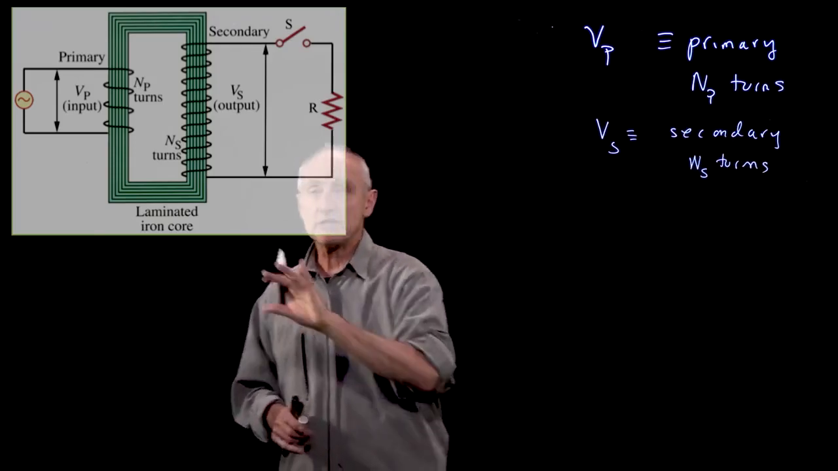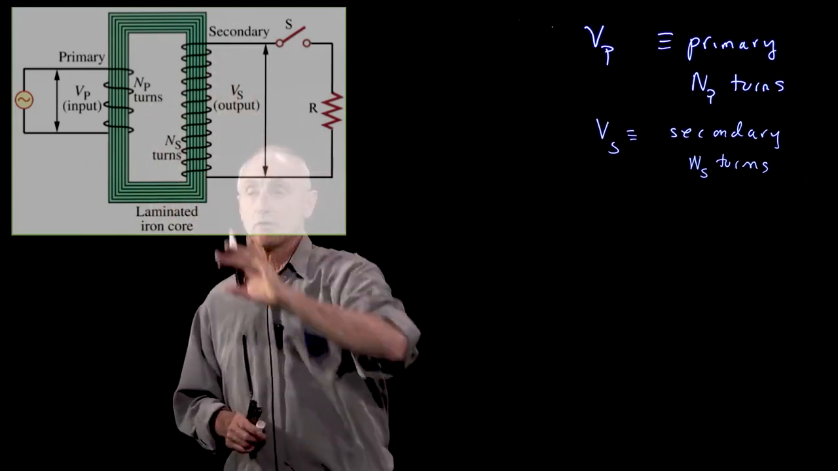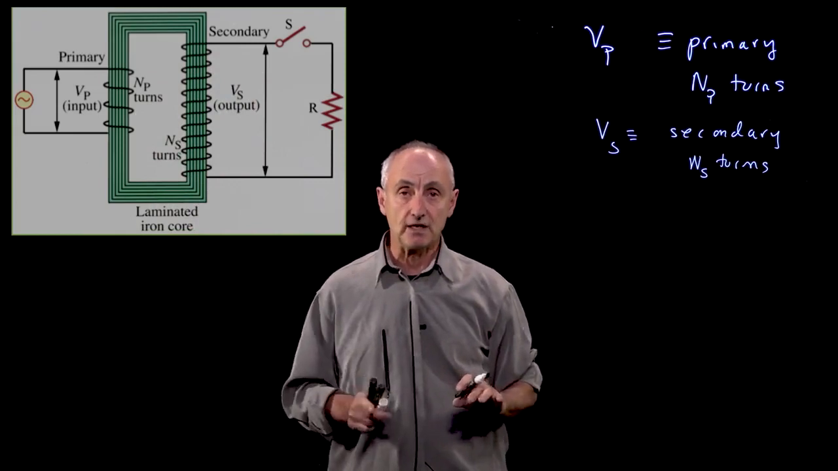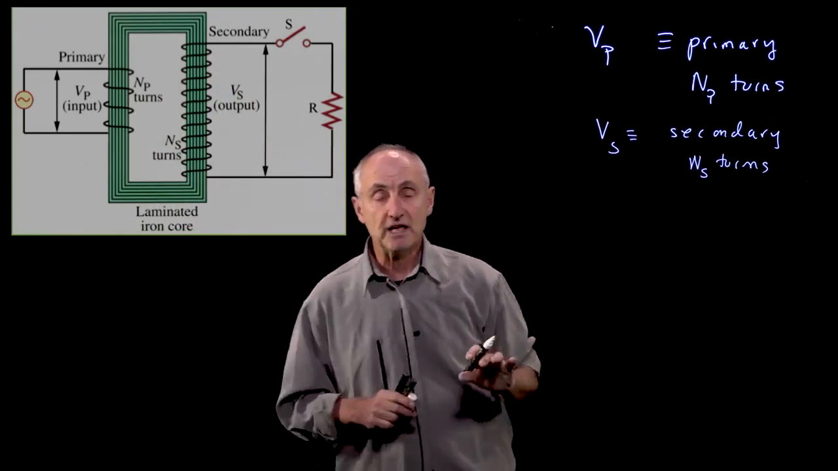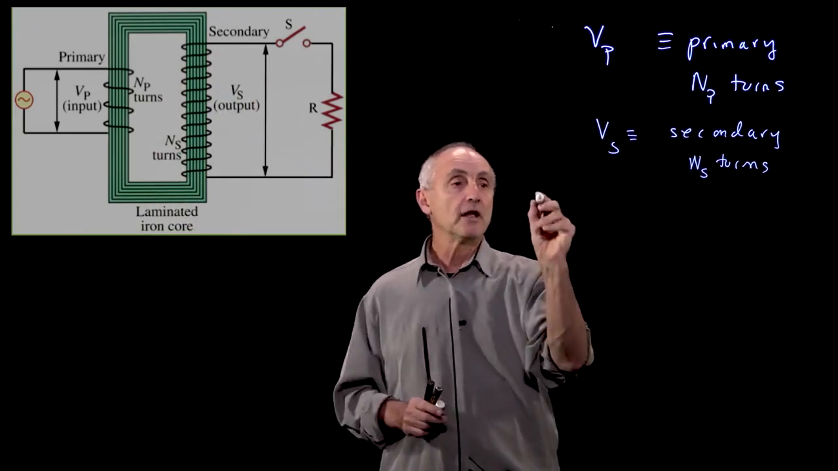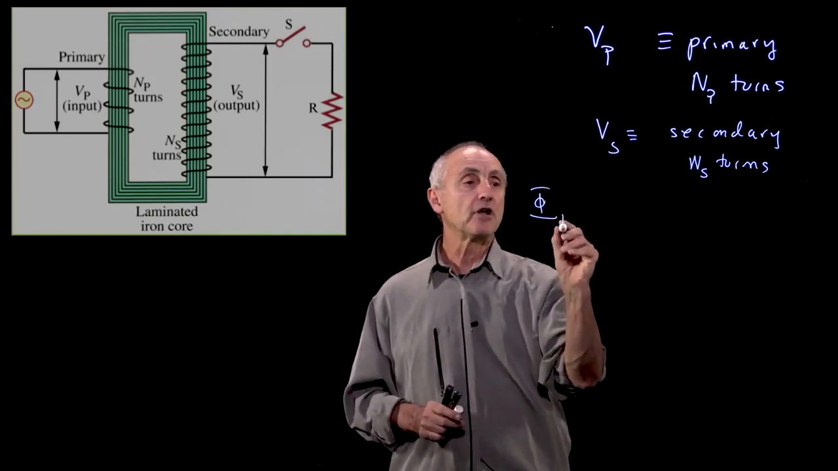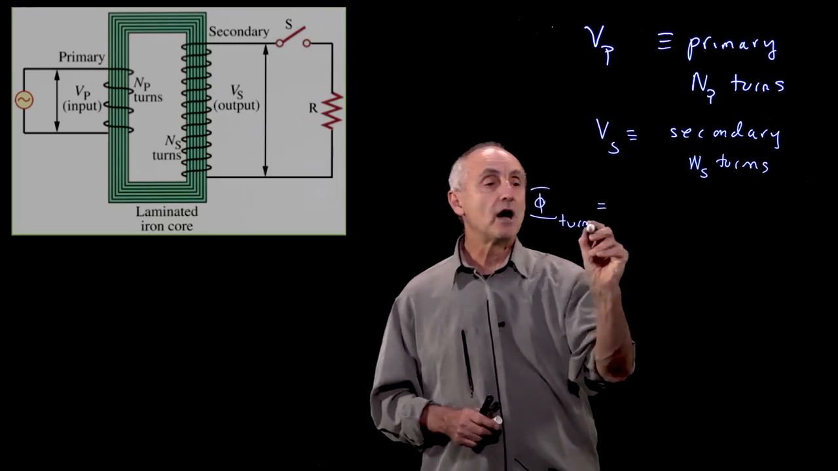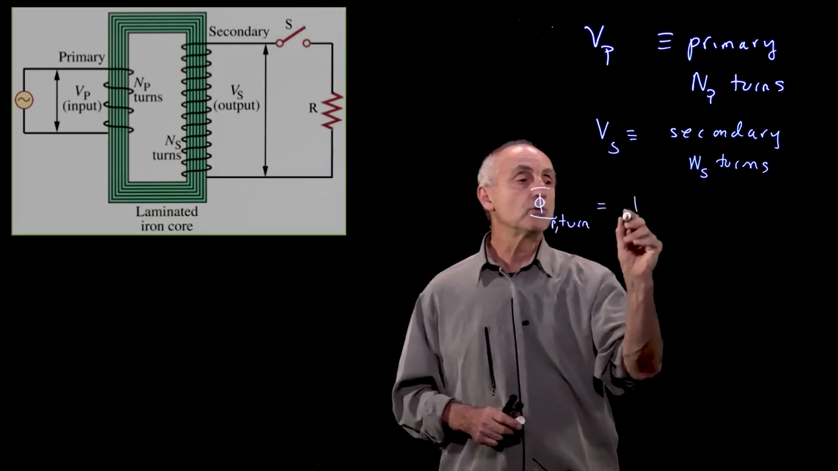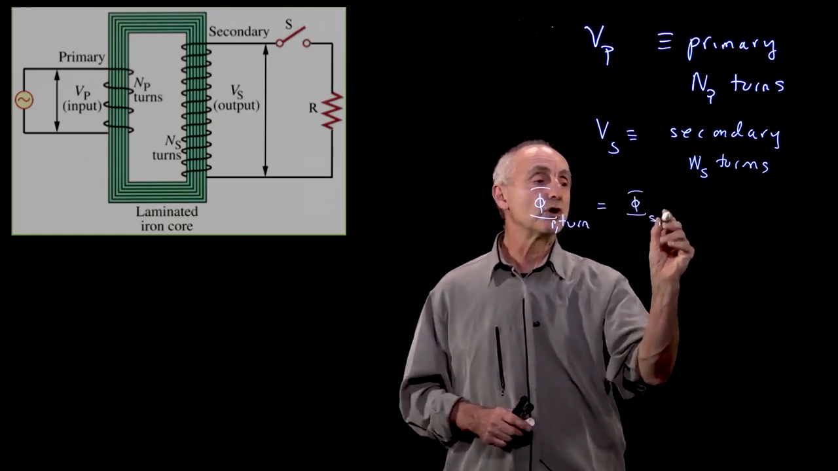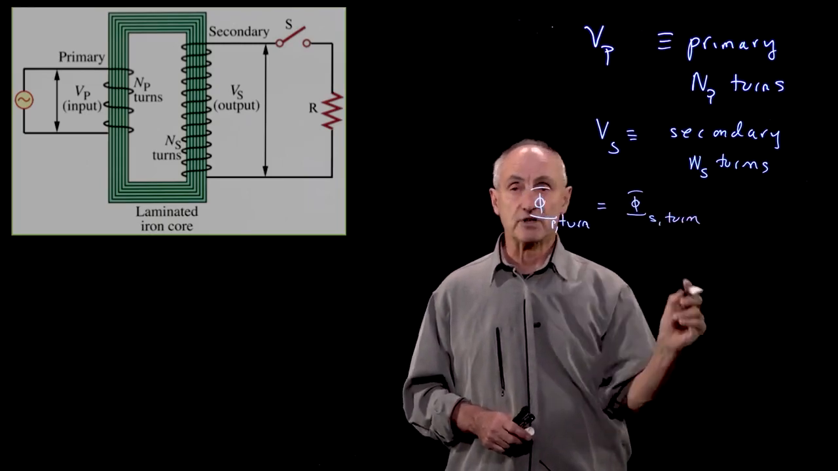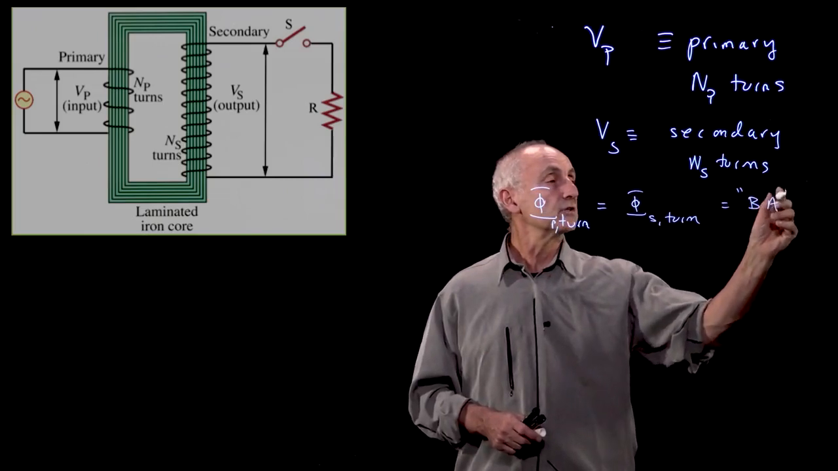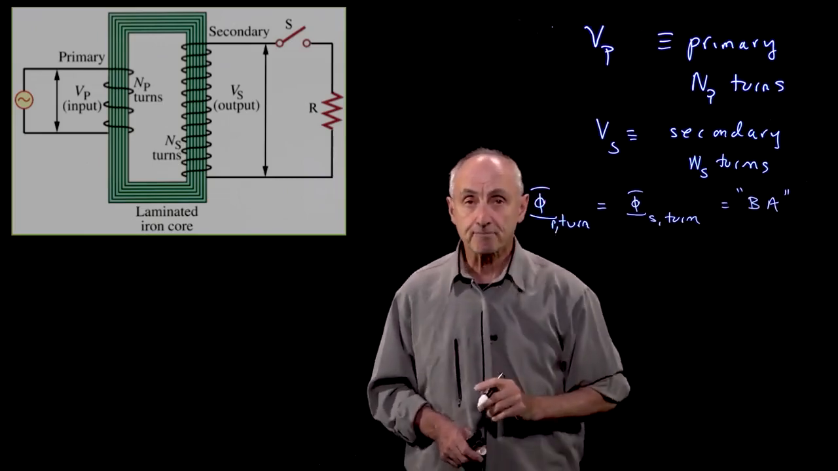Now, because it's the same magnetic field inside on both the primary and the secondary side, that's our ideal transformer, there's no loss of flux. The flux through each turn on the primary side is equal to the flux through each turn on the secondary side. Remember, flux is just the magnetic field times the cross-sectional area.